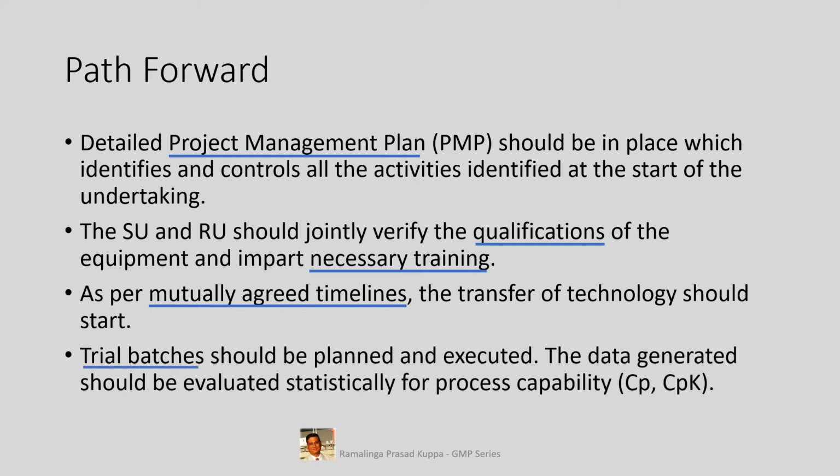Trial batches should be planned and executed. The data generated should be evaluated statistically for process capability. A minimum of 3 consecutive batches should be considered for trials. Statistically, you need this number to establish CP and CPK values.